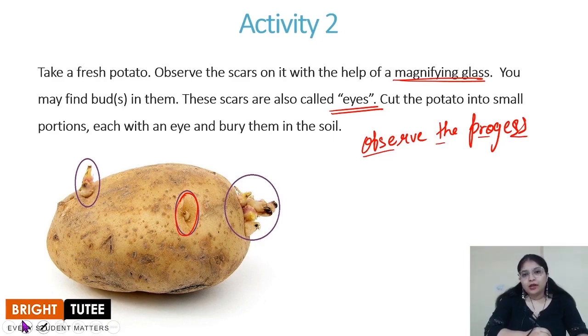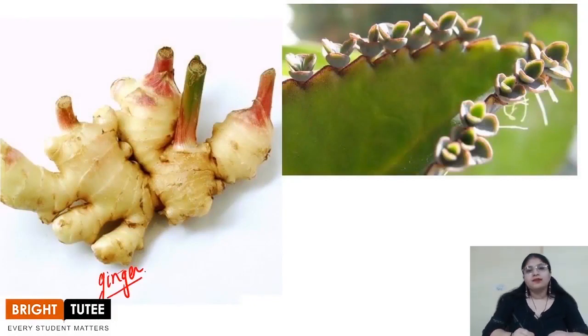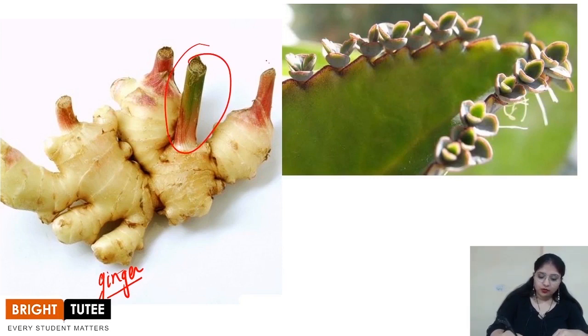So apart from potato, we can also see this kind of growth happening in ginger. Ginger is also a stem, right? Potato is also a stem, that is a modified stem, and ginger is also a stem in which you will find that new plant growths can be seen, in the same way as we can see it in the potato.